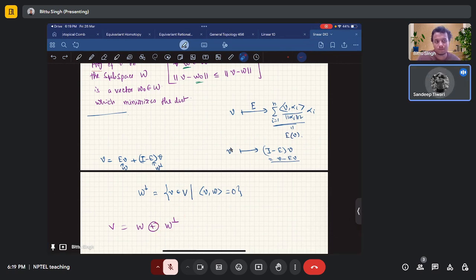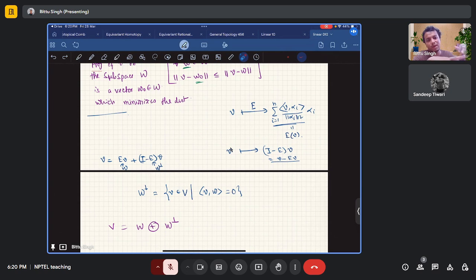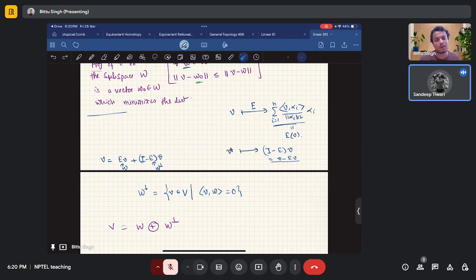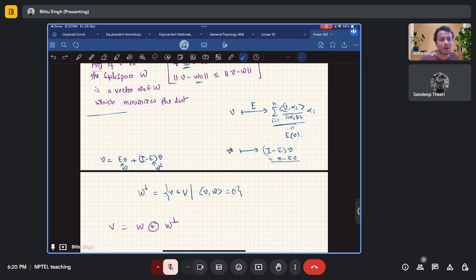If we are given directions, we write the vector as the sum of the vector in W and the vector in the direction of W perp. You just take the projection of V individually in each direction, alpha 1 up to alpha n, and take the sum. This is similar to something like direction cosines, which you are familiar with.